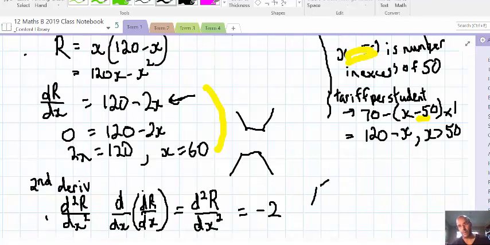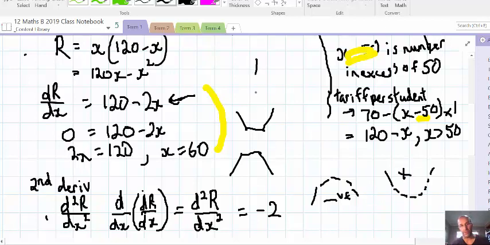So that means the gradient is getting smaller and smaller and smaller, which is what happens at a maximum. If it were positive, so that's if it's negative, if it were positive, the gradient is increasing. The gradient is changing and it's increasing in that area, in that interval. So that's if it's positive.